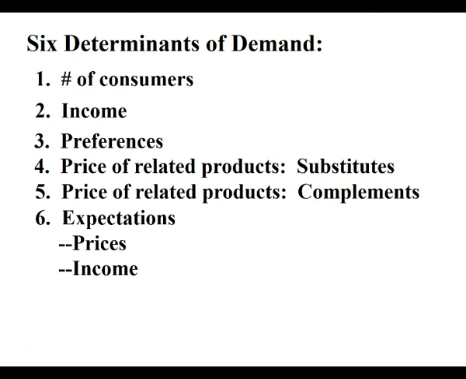So number 6 is kind of tricky, and a lot of students get it wrong. But it's really important that you understand we're talking about what you think might happen in the future, not what is actually happening in the present. In the future, what do you expect the price of a product to be next week, next month, next year? What do you expect your income to be next week, next month, next year, in the future when we don't know? We can only base it on the information that we have at hand. So expectation is a little bit tricky, and that's the last determinant of demand. These are the 6 determinants of demand that you need to know to be able to understand demand properly.